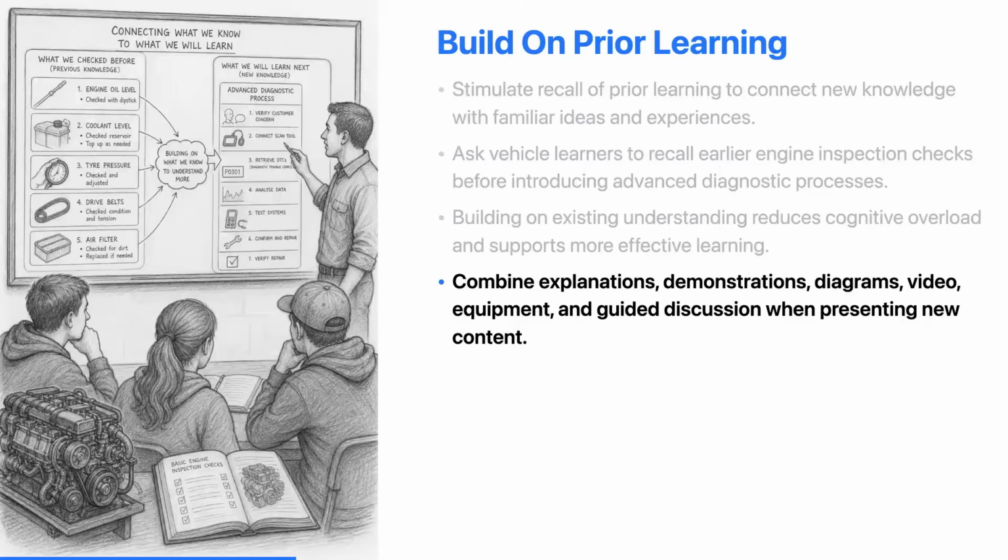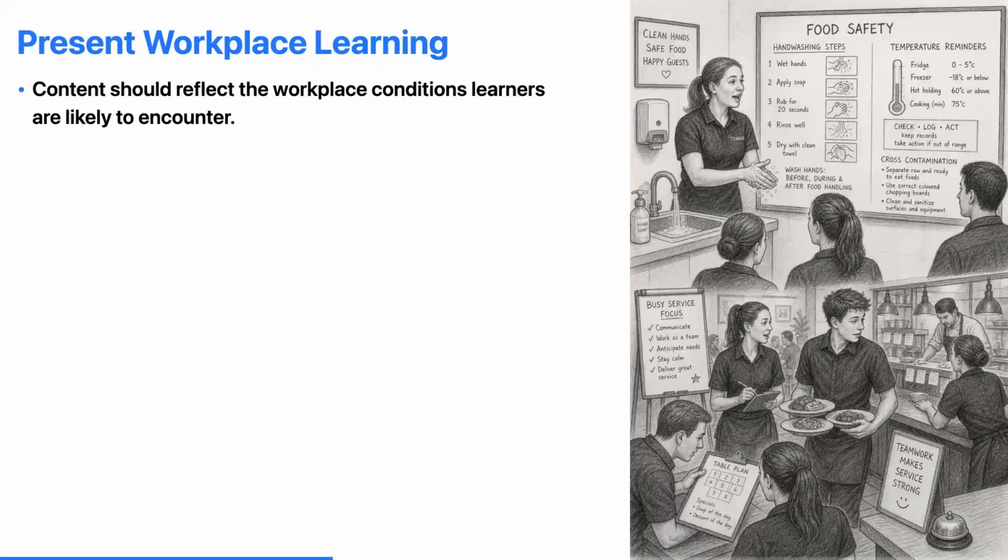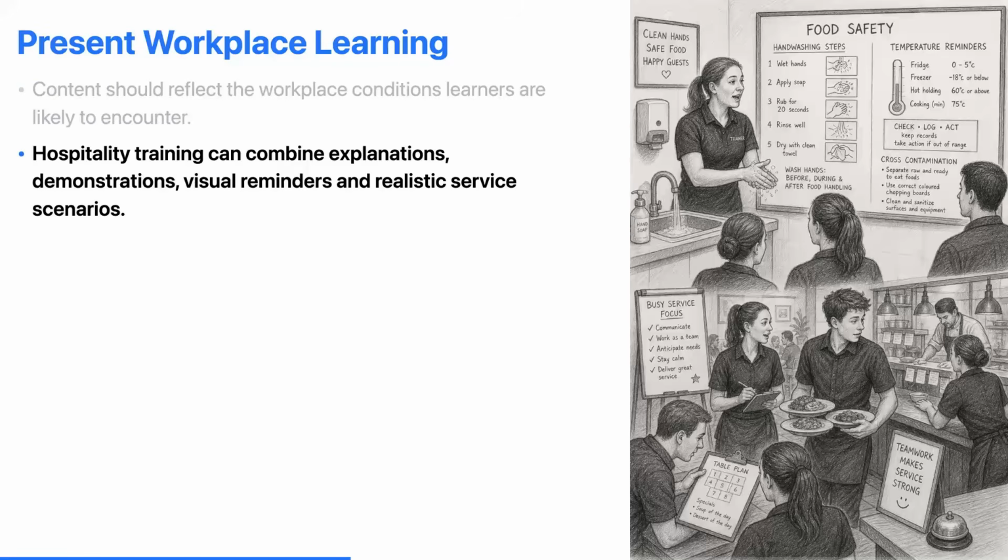Presenting the new content then becomes more effective, particularly when tutors use a combination of explanation, demonstration, diagrams, video, equipment, and guided discussion. In technical and vocational education, content should reflect the conditions learners will encounter in employment wherever possible. A hospitality trainer, for example, may explain food safety procedures, demonstrate correct hand washing, show visual reminders of critical temperatures, and then discuss how staff respond during a busy service period.